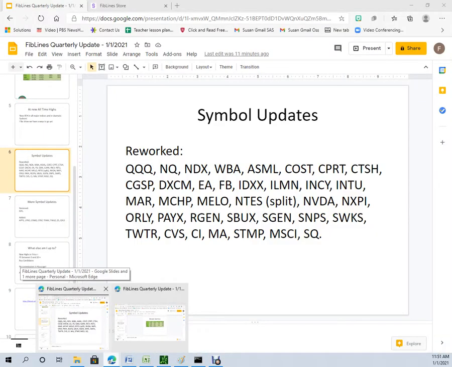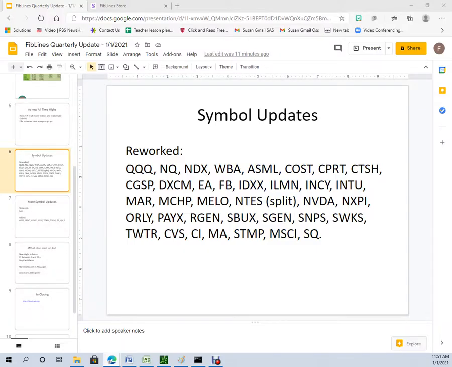Okay, so I updated all these symbols this quarterly update, and in most cases I went to a lower low and took advantage of the fact that I have the 1185 calculation in there now, and I think that gives us a truer rendering of the indicator.